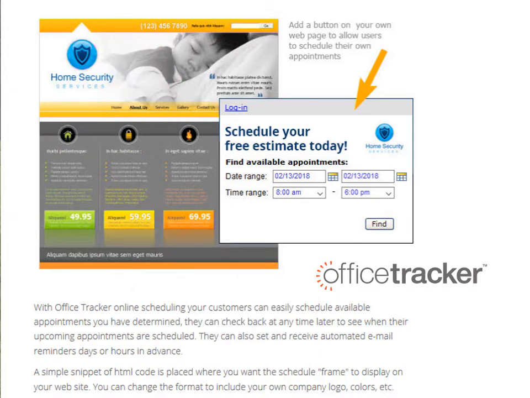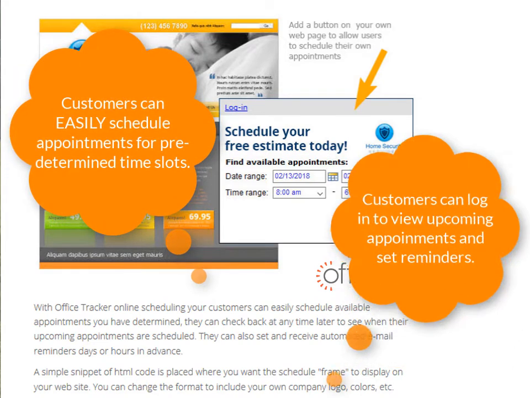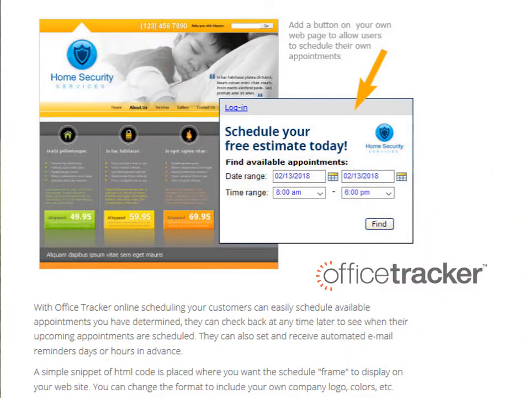With Office Tracker online scheduling, your customers can easily schedule available appointments you have predetermined. They can check back at any time later to see when their upcoming events are scheduled. They can also set and receive automated email and text reminders minutes, days, hours, weeks, or months in advance.